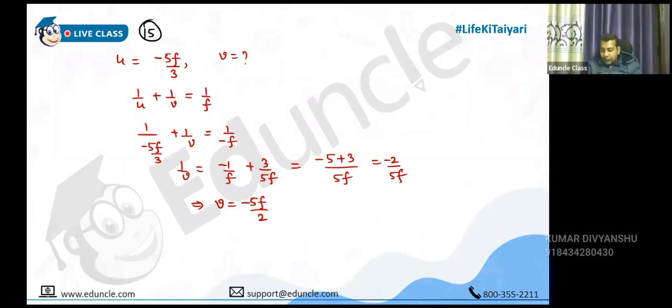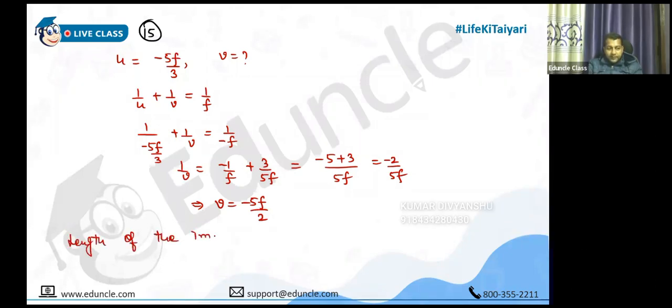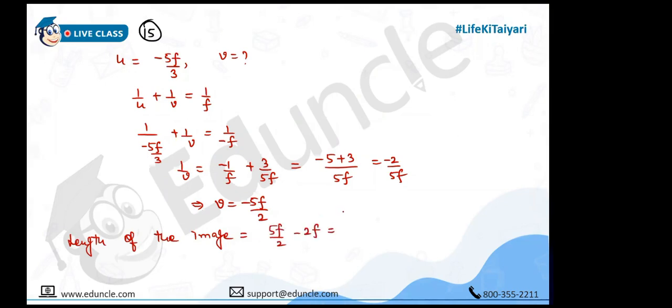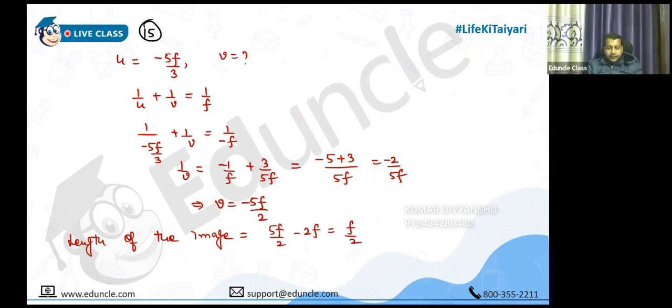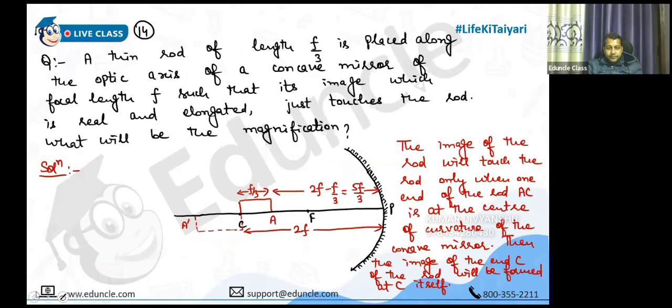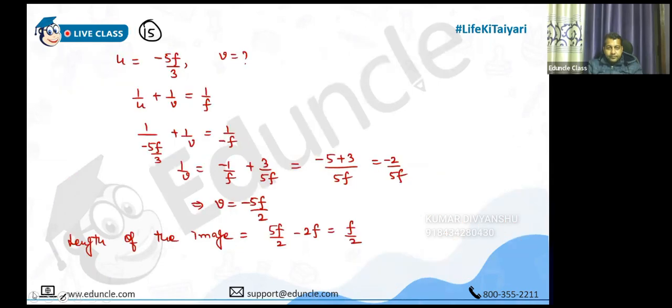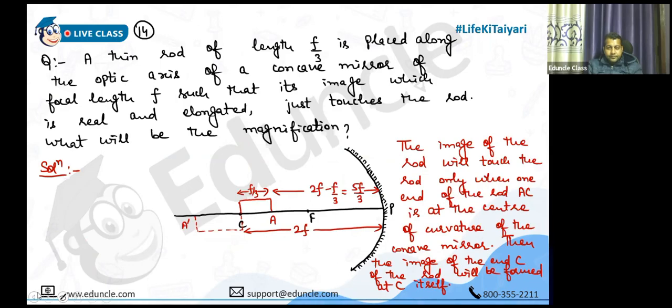Okay. So what will be the length of the image? Anyone? Sorry, sir, f by 2. Because I'm getting 5f by 2. Corresponding to this position, I'm getting this image, and we are getting 5f by 2. It means the distance of A dash from P is 5f by 2. Now, if I subtract this 2f from this 5f by 2, I will be able to get the length of the image, no? Clear? Yes, sir. So it is f by 2.